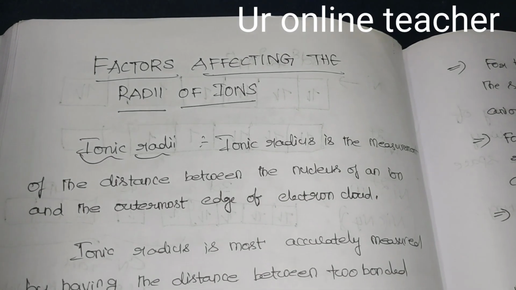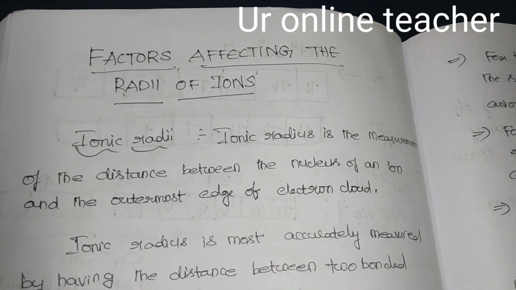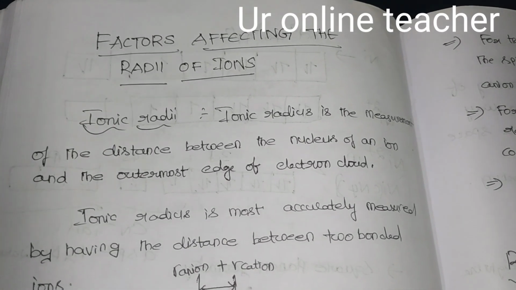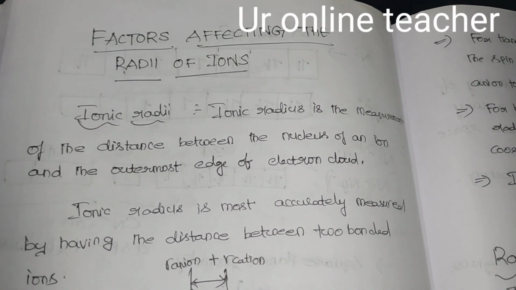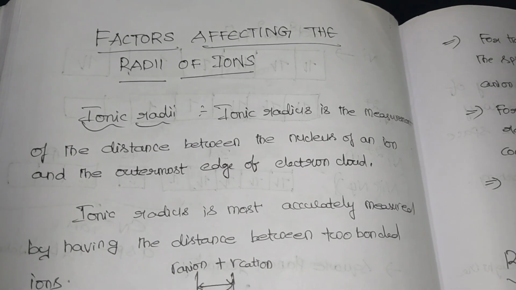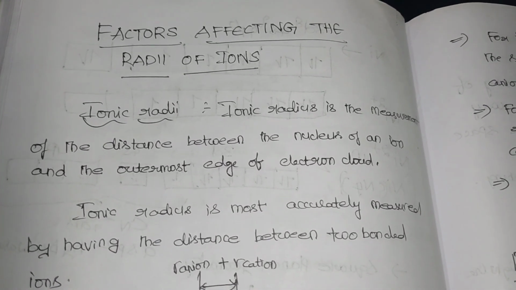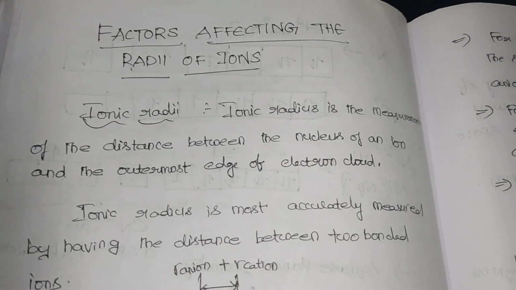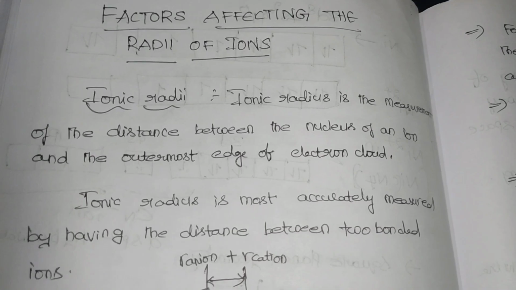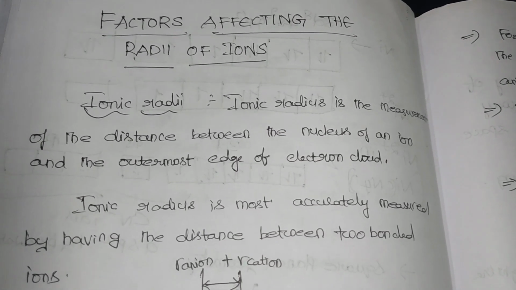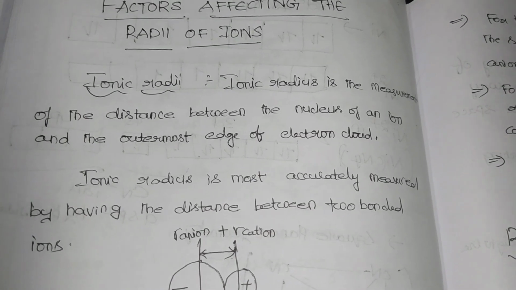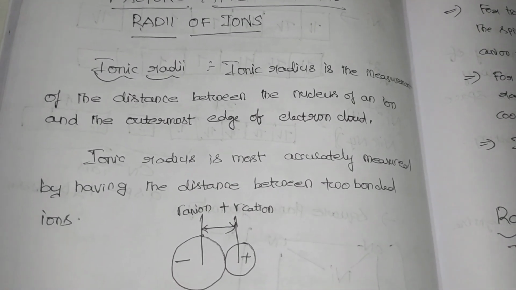Ionic radius is the measure of the distance between the nucleus of an ion and the outermost edge of the electron cloud. We know radius is the distance from the center to the outermost edge. Same here, it is the distance between the nucleus, which is the centermost, and the outermost edge of the electron cloud. Ionic radius is most accurately measured by taking the distance between two bonded ions.